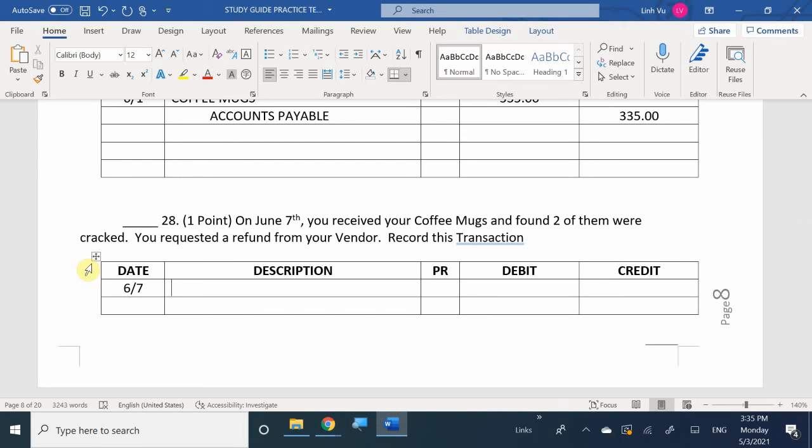Payable, because we have to reduce what we owe. Okay, and this is assuming that these questions are related to each other. Then return.